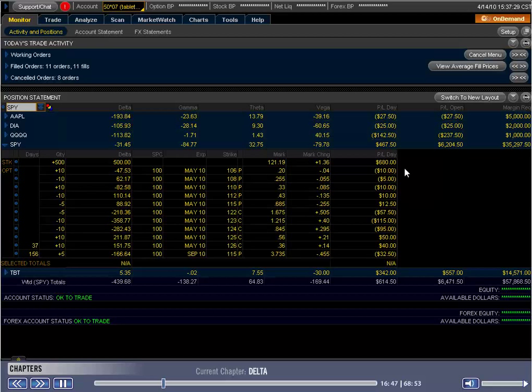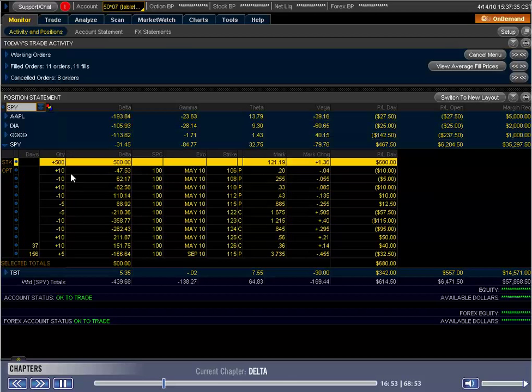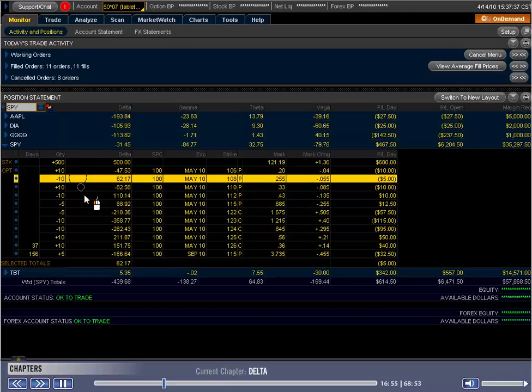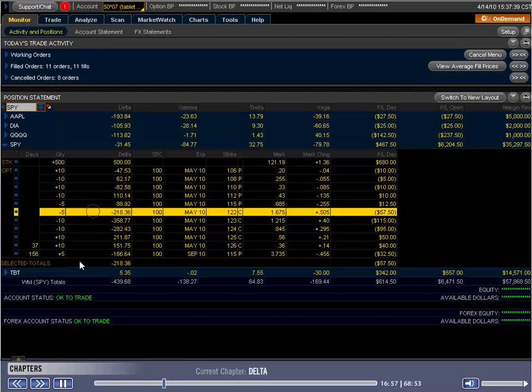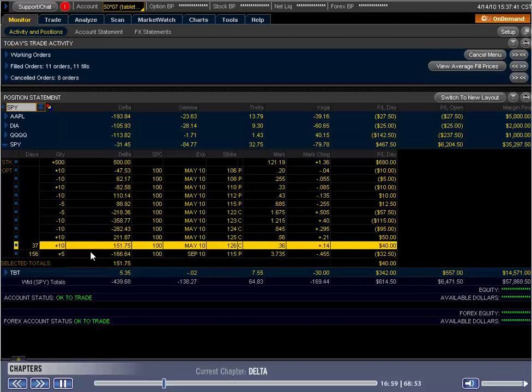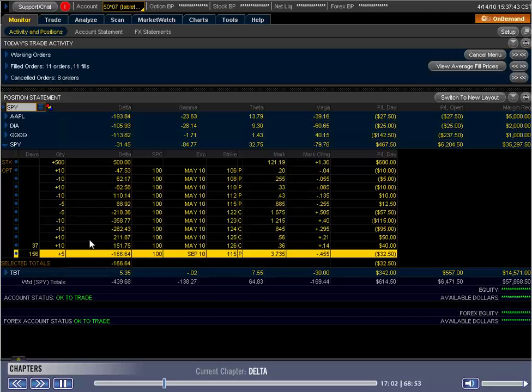So I have purposely put together quite the convoluted spider position. Looks like I am long 500 shares. Got 10 of these, 10 of these, 10 of these, 10 of these, a couple of 5 lots rolling in here. Looks like I even overlapped a couple of strikes. I've definitely got some kind of calendar spread embedded in here. This, again, is a nice convoluted position.